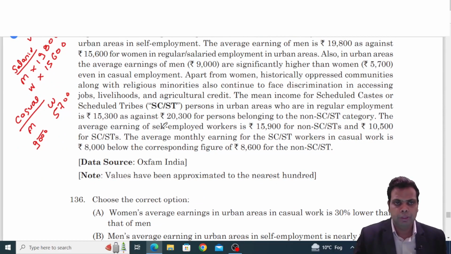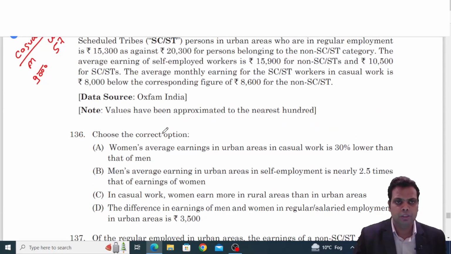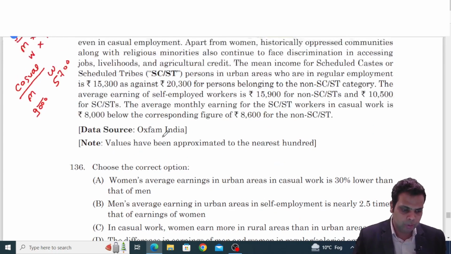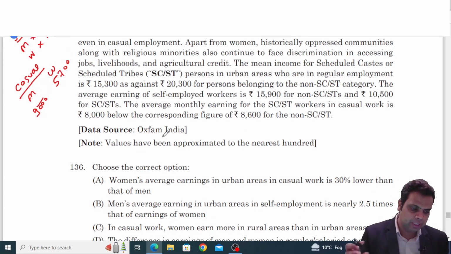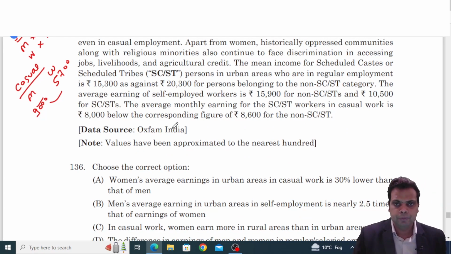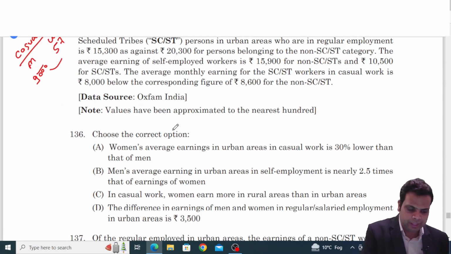So we'll move, but we have to start with question number 136 first. Choose the correct option. Women's average earning in urban areas in casual work is 30% lower than that of men. Now, as we have seen the data, this is not 30% less. Is it clear? So option A is not the right answer.